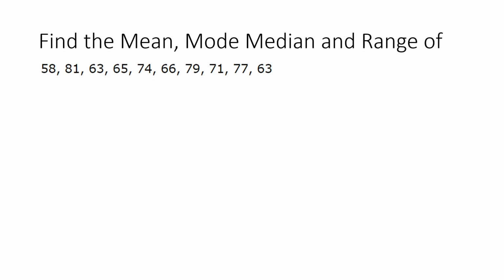So, what's the smallest number? 58. And then it's 63, 63, 66, 71, 74, 79. Oh, I forgot 77. 77, 79. And 81. Okay, cool. So that's the first step, right?